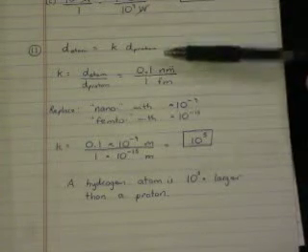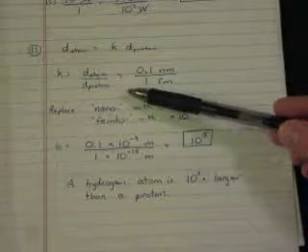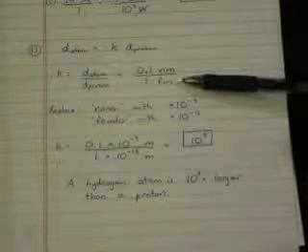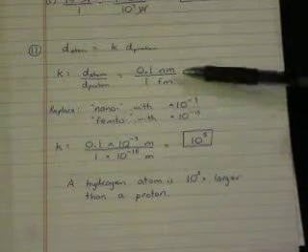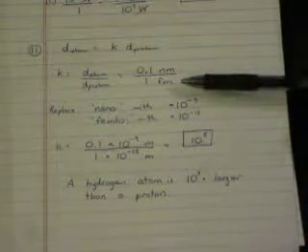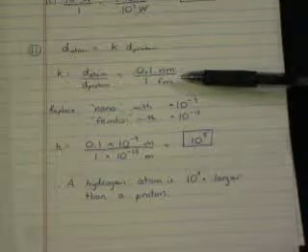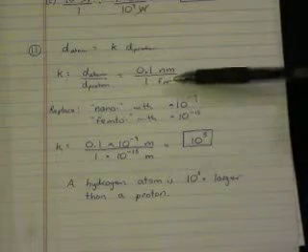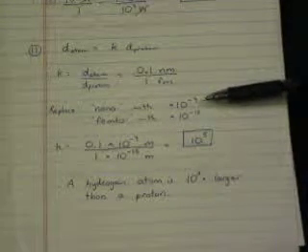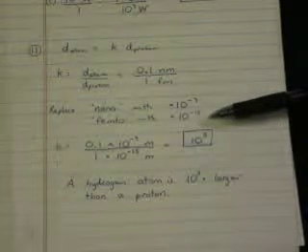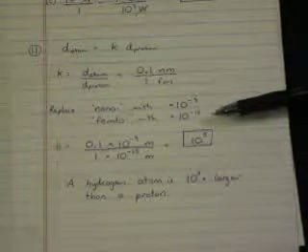Algebraically then, K is the diameter of an atom divided by the diameter of a proton. Plug in the numbers: K equals 0.1 nanometers over 1 femtometer. Now we need to make these units cancel out. Recognize that nano means 10 to the negative 9, and femto means 10 to the negative 15. So when we see nano, replace it with 10 to the negative 9. When we see femto, replace it with 10 to the negative 15.